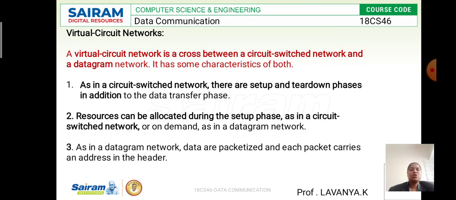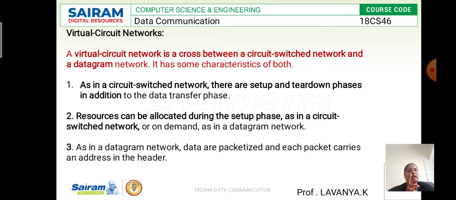Then the next one is, what is a virtual circuit network? The virtual circuit network is one of the packet switching networks. It lies across between the circuit switching network and the datagram network, and it has some characteristics of both, which means it extracts the characteristics of the circuit switching network as well as the datagram network. And the circuit switching network we use for setting up connections as well as tear down, so that everything is in place for transferring data from one device to another device.